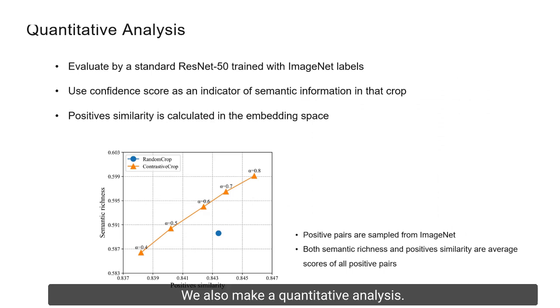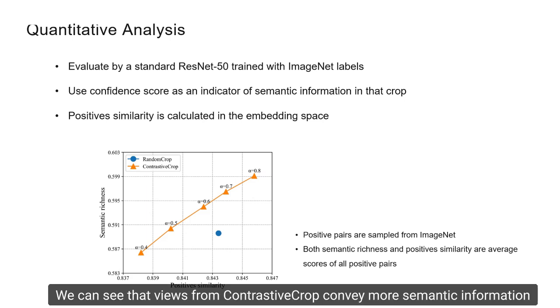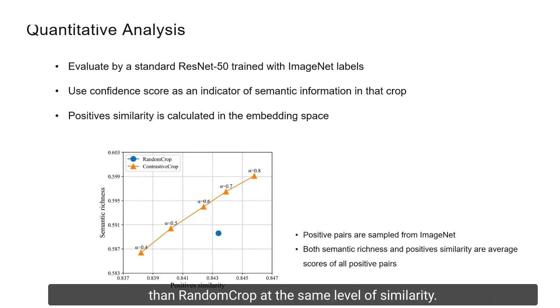We also make a quantitative analysis. We evaluate the sampled positive pairs by a standard ResNet-50 trained with ImageNet labels. We use the confidence score of the ground truth class as an indicator of semantic information in that crop. And positive similarity is calculated in the embedding space. We can see that views from contrastive crop convey more semantic information than random crop at the same level of similarity. Moreover, with equal semantic information, contrastive crop achieves smaller similarity or larger variance than random crop.